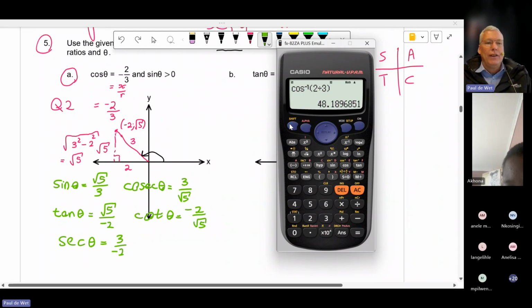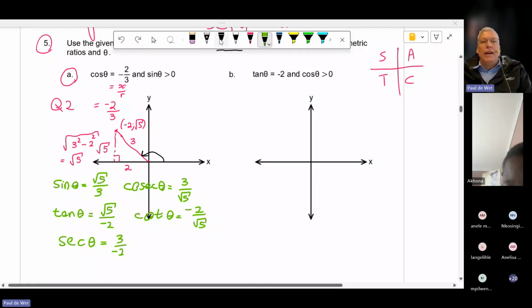If I go shift sine of the square root of 5 over 3, I get 48,2 degrees. If I go shift tan, I'm not going to put the negative in, guys. If I go shift tan of the square root of 5 over 2, I get 48,2 degrees. 48,2 degrees is my key angle.